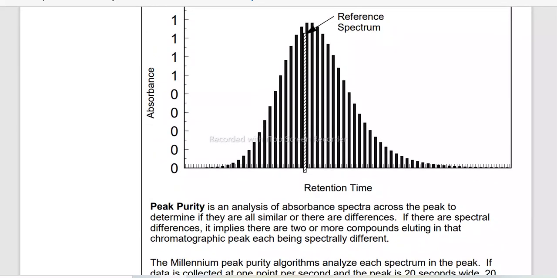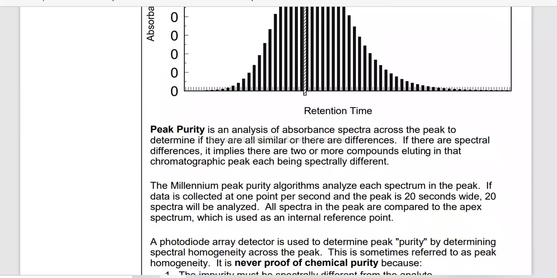Now I explain it. If the width of your peak is about 1 minute and your data detection rate is 1 point per second, then across the total width of the peak, it can detect 60 spectral points. With the help of these 60 spectral points, all the spectra are compared to the apex spectrum, which is used as the internal reference point. With the help of this and the uniqueness of these spectra, they can give the peak purity of the compound.